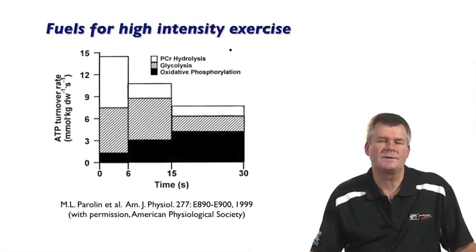If we look at very intense short duration exercise, in this case lasting only about 30 seconds, you can see here the relative contribution of the three main energy systems in such an exercise bout. Early on, there's a primary reliance on the breakdown of phosphocreatine, a significant contribution from glycolysis, and a small contribution from oxidative phosphorylation. As the exercise duration increases, there's a gradual increase in the contribution from oxidative phosphorylation and a decline in the contribution from phosphocreatine. The anaerobic glycolysis is reasonably well maintained, and then it too falls off.